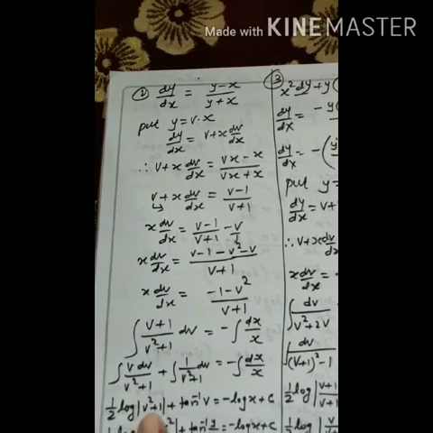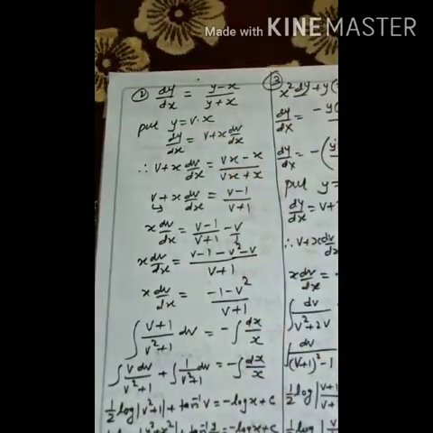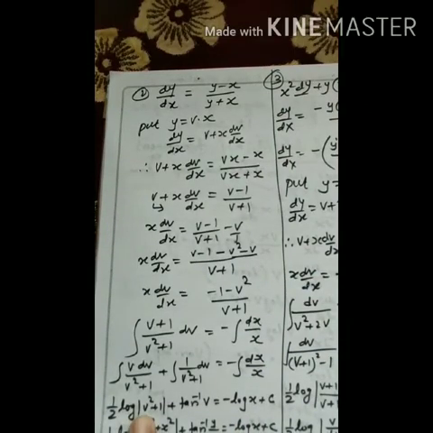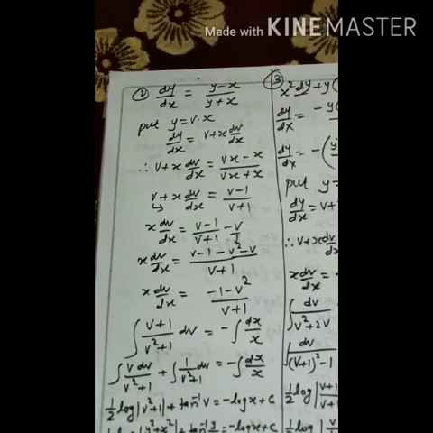Now put the value of v. The value of v comes from here, v equal to y upon x. Put v equal to y upon x. So we will get y square upon x square. After taking LCM, we will get this one, y square plus x square upon x square.